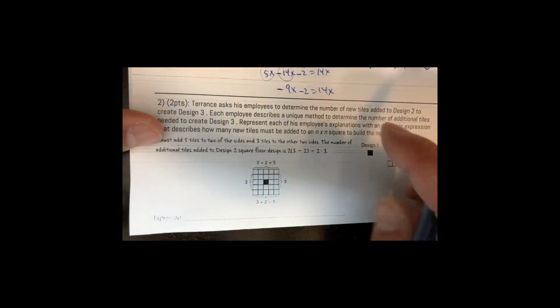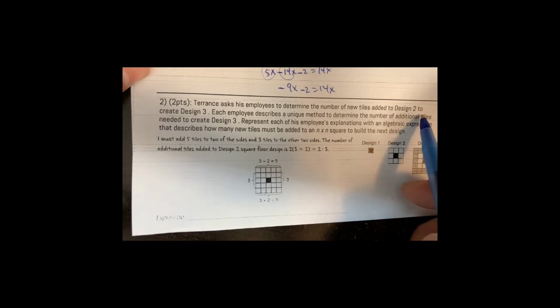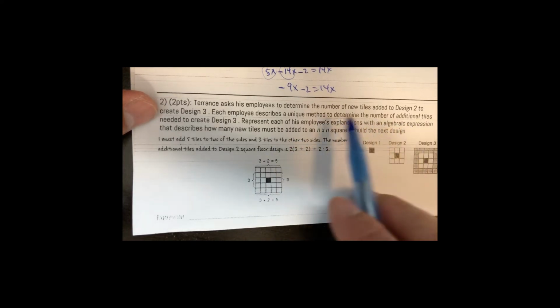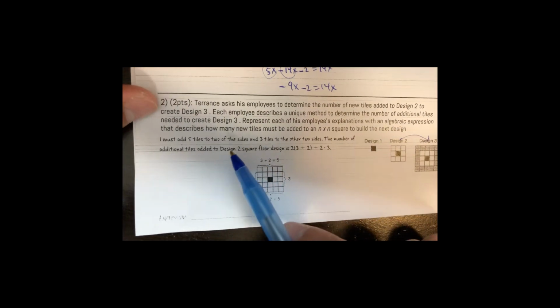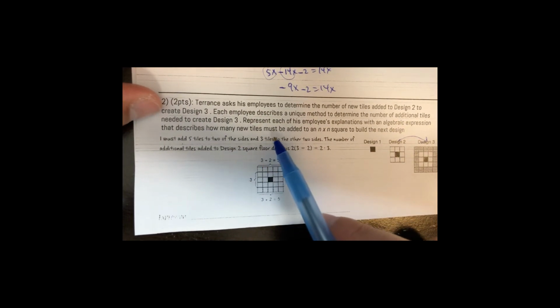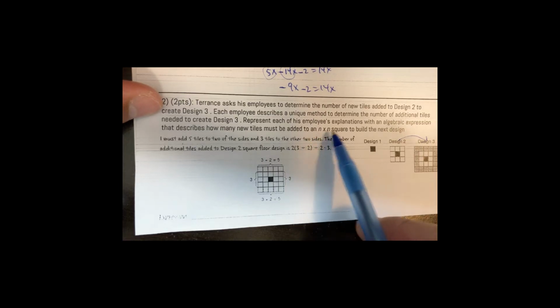Terrence asks his employees to determine the number of tiles added to design 2 to create design 3. So going from here to here. Each employee describes a unique method to determine the number of additional tiles needed to create design 3. So again, they're going from here to there, so draw an arrow going from there to there. Represent each of the employees' explanations with an algebraic expression that describes how many new tiles must be added to an n by n square to build the next design.